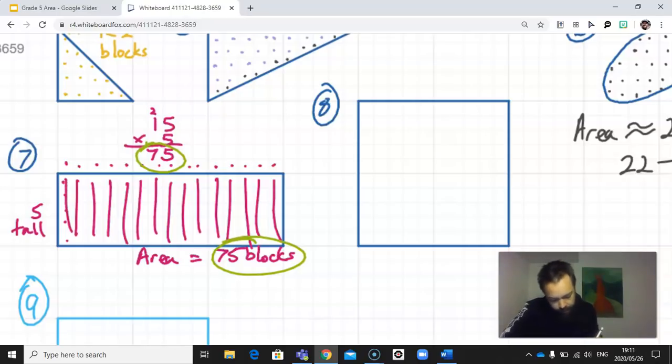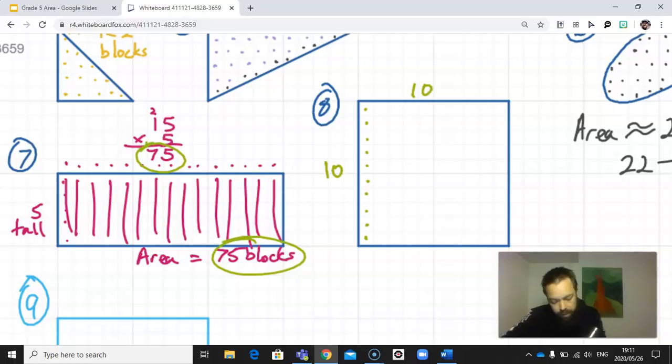Let's have a look at this next one. I always tell my students that mathematicians are lazy. Maybe it's rather true to say they're efficient. They like to find workable shortcuts that get you the right answer. So this is a square. 1, 2, 3, 4, 5, 6, 7, 8, 9, 10. The square is 10 blocks high. Because it's a square, I also know that it's going to be 10 blocks wide.